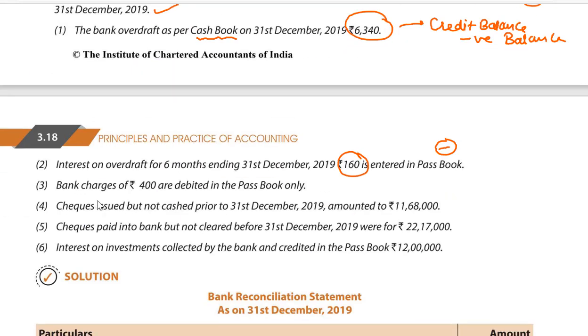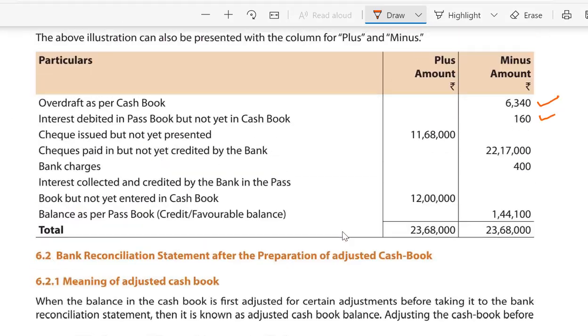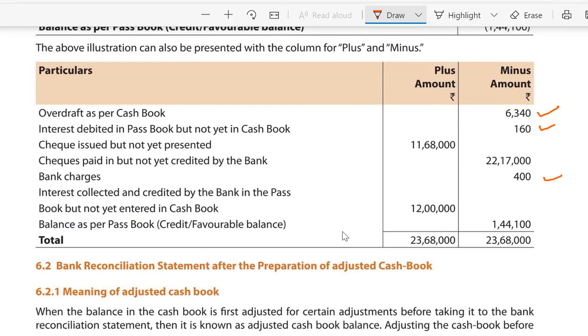Let's continue. Point number 3. Bank charges 400 debited by the bank. In the passbook it is minus bank charges. So in the cash book also we need to do what? Minus 400. You can see it over here, minus 400 bank charges. Let's move ahead.